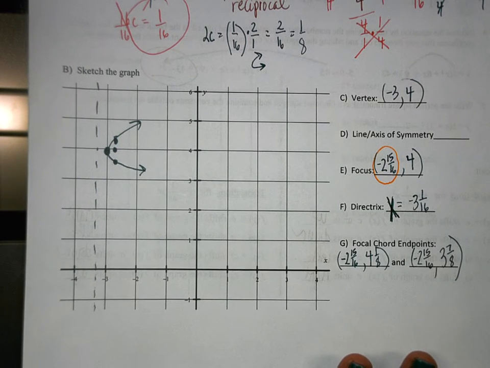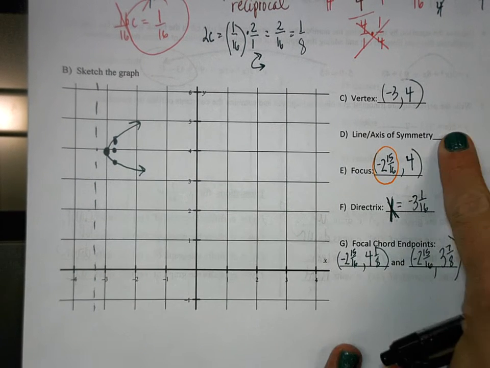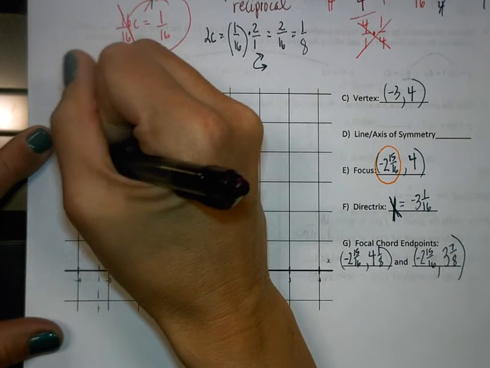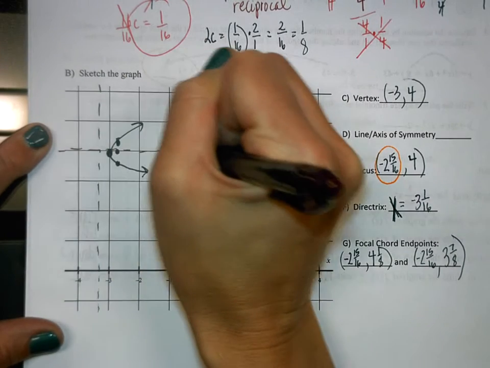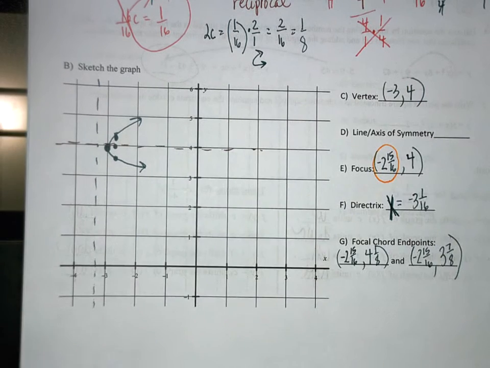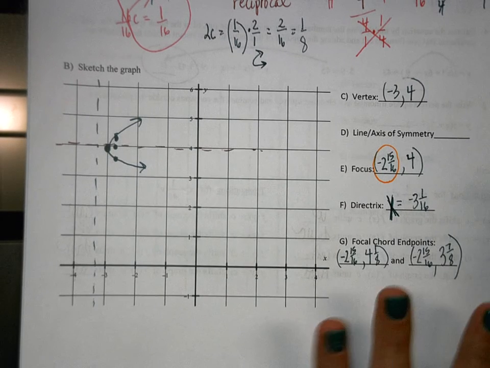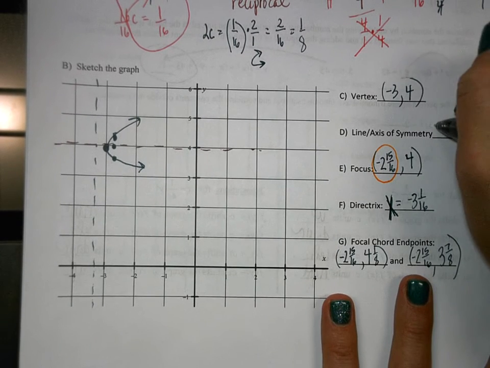So line/axis of symmetry, whichever, we call it line of symmetry, right? That always goes through your vertex, cutting your parabola in half. That's also a line, which means you're writing it as an equation. And so what would be the equation for my line of symmetry? Y equals 4 is correct.